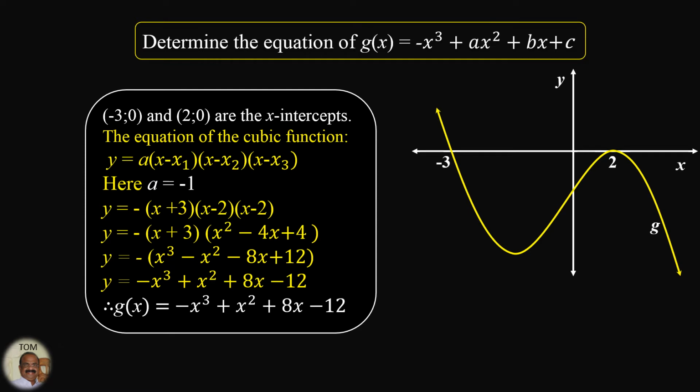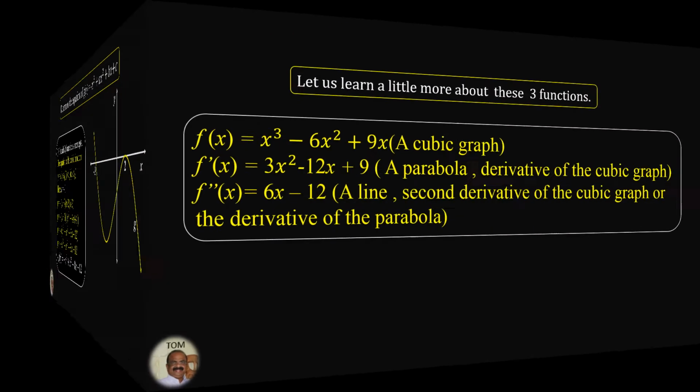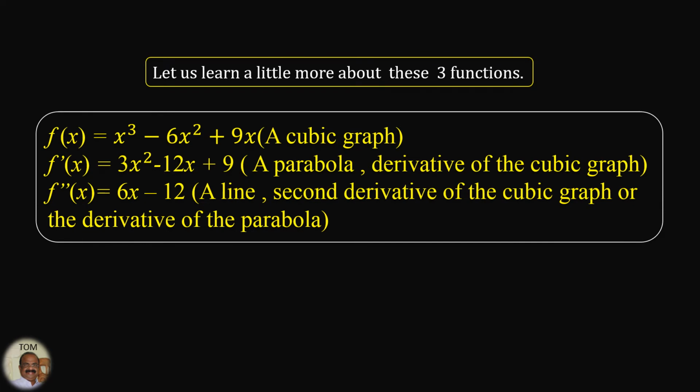So we write a(x - x1)(x - x2)(x - x3). A is already available. A is -1. Then we substitute very carefully: (x + 3)(x - 2)(x - 2). We can expand the brackets. So we get -(x³ - x² - 8x + 12). Remember, don't forget the minus sign outside. And then we get the final equation of g(x) equal to -x³ + x² + 8x - 12. So we are getting the equation of a cubic function.